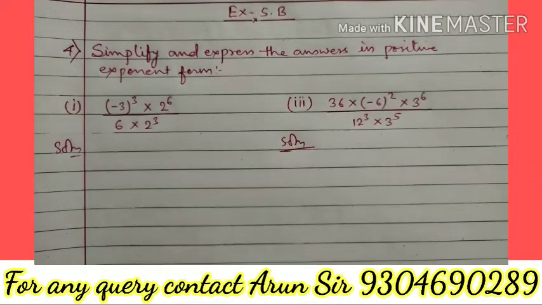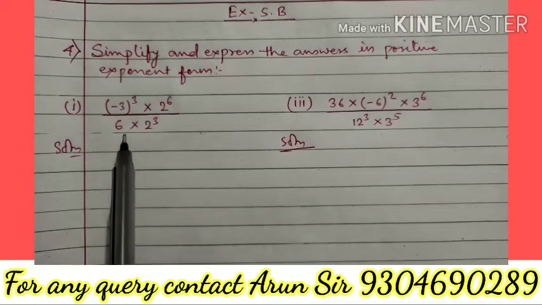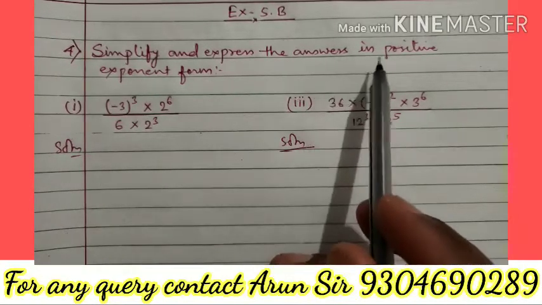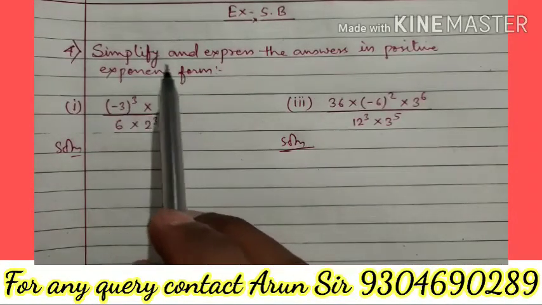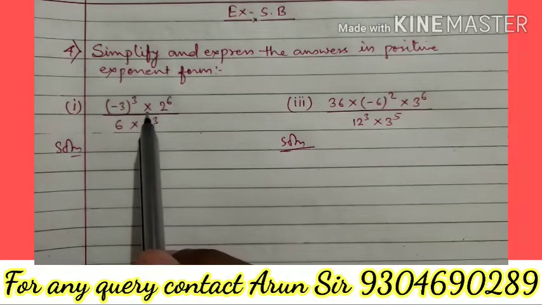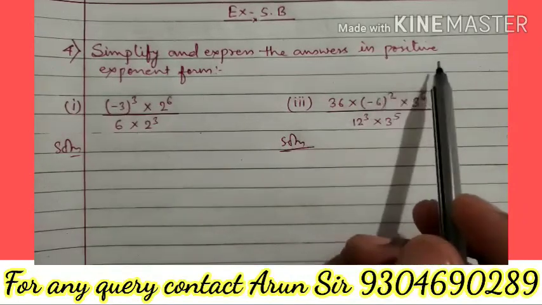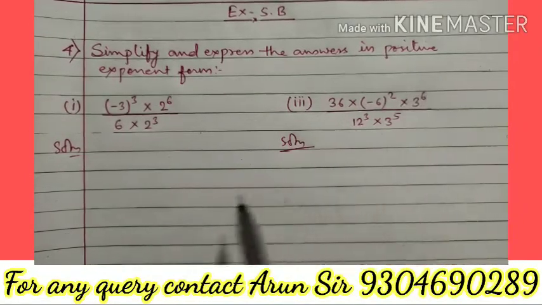In our previous video, we completed exercise 5B up to question number 3. Now, in this video, we are going to start our next question, question number 4 of exercise 5B. The question says, simplify and express the answers in positive exponent form. First we have to simplify, and then express the answer in positive power form. Let us see the very first question.